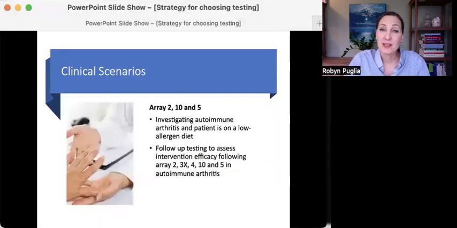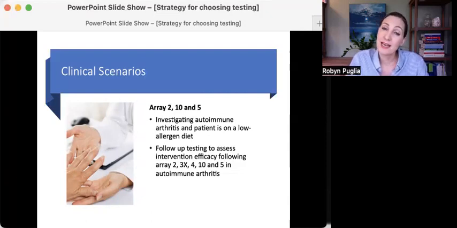Okay, RA2, our gut barrier test, RA10, which is our 180 food panel, and RA5, which is the tissue-specific antibody panel. We would consider this test combination if we're investigating autoimmune arthritis and the patient is already on a low allergen diet. So they're already gluten-free, dairy-free, or autoimmune paleo, or something like that. So we're not thinking about doing RA3 or RA4.